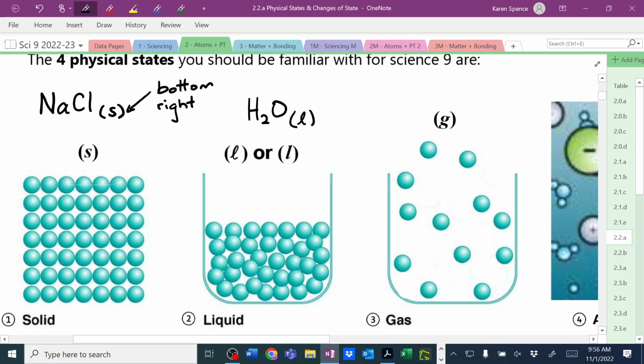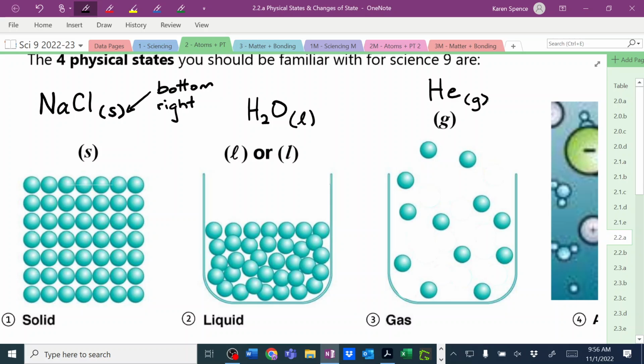We don't do that for the states. They're always lowercase. Okay, good question though. Now, helium. Helium is a gas. So if we have helium, down at the bottom right, we are going to write the letter G. Okay.